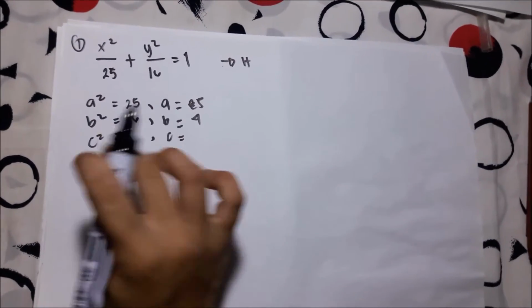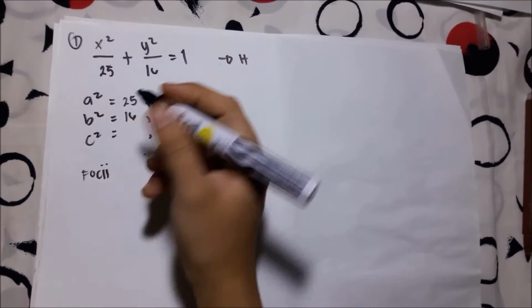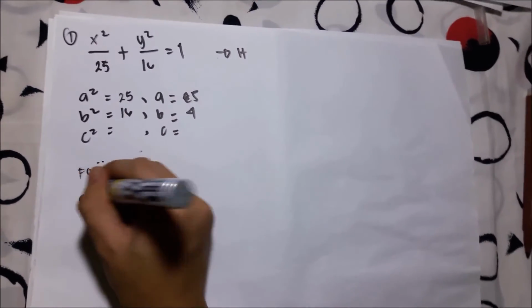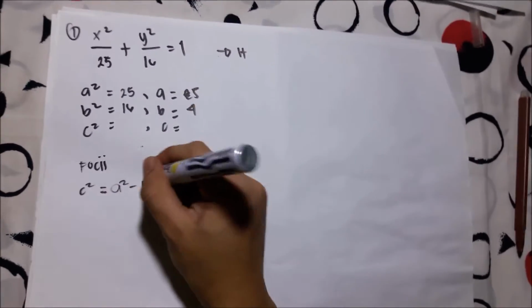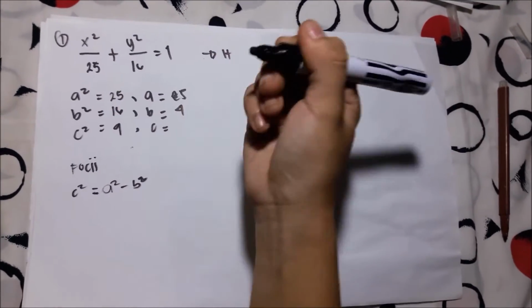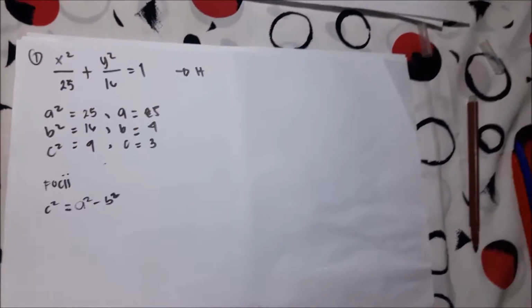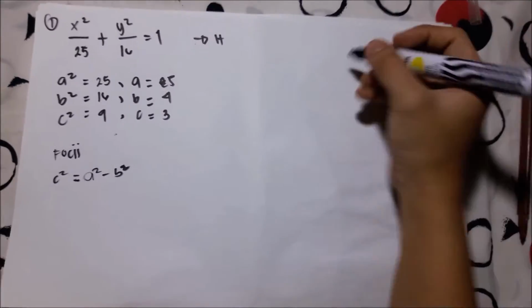So c is the foci. The formula for c is c squared is equal to a squared minus b squared. So 25 minus 16 is 9. So square root of 9 is 3. So foci is always in the major axis. So later we will find out what is the major axis on the graph. So let's draw the graph.